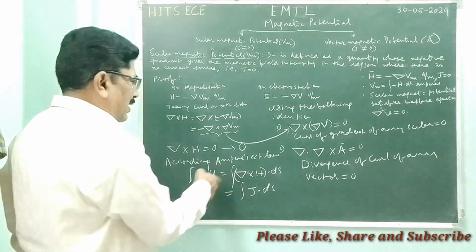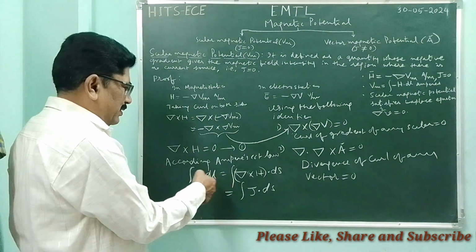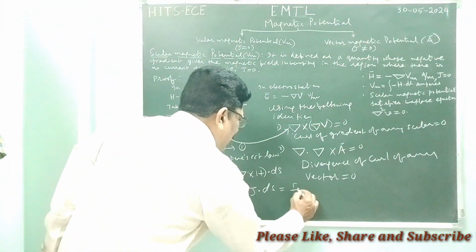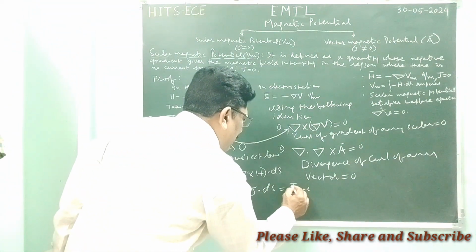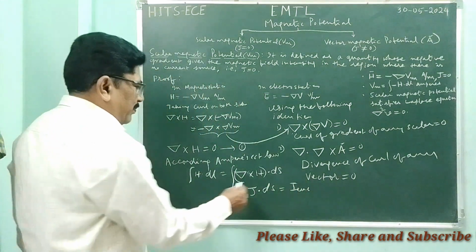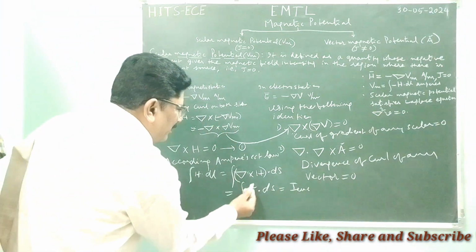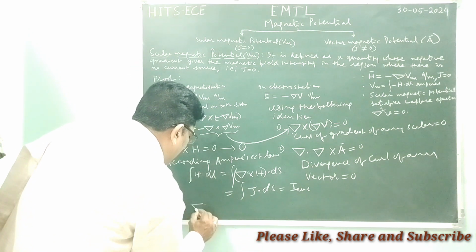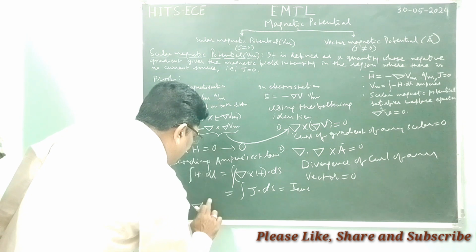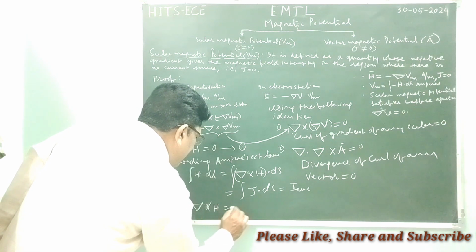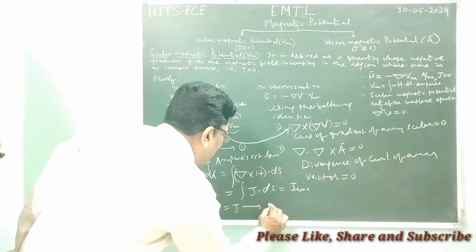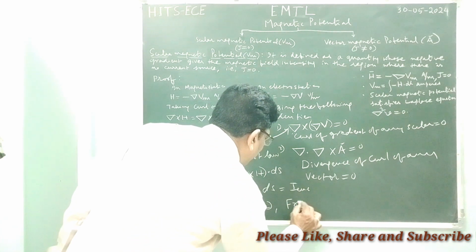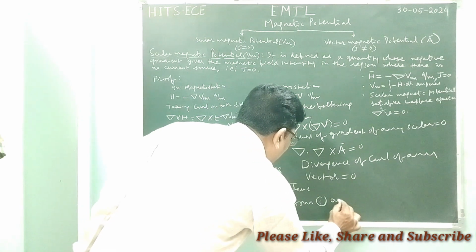Okay, this is Ampere's circuit law, which is nothing but the enclosed current. By considering these two and differentiating both sides, we will get del cross H is equal to J. Let this be equation number 2.